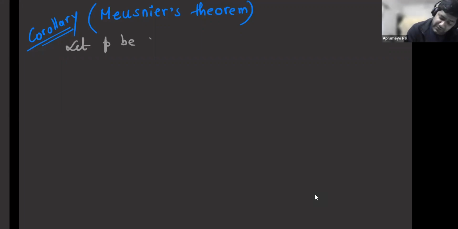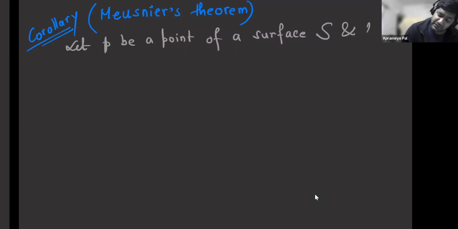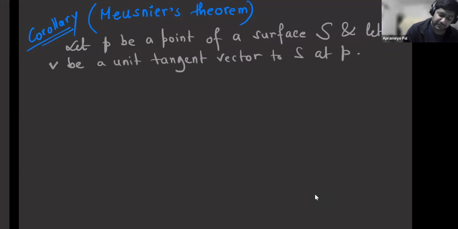So let P be a point of a surface S, and let V be a unit tangent vector to S at P. This is a very long statement, but please bear with me. I will again draw the picture, so I hope it will be clear. It's not that difficult, you just have to assume many things.